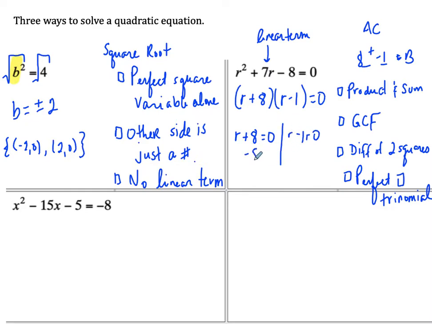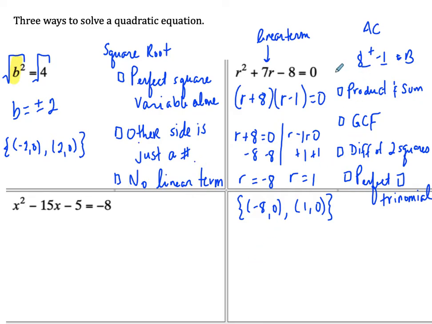And so my solutions here are r is equal to negative 8 and r is equal to positive 1. And so my solution set is negative 8 comma 0 and 1 comma 0. Those are my roots for this equation. Okay.